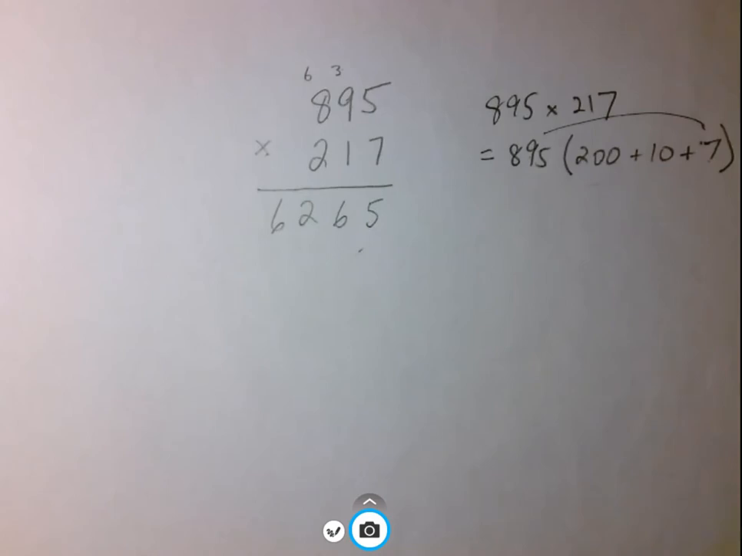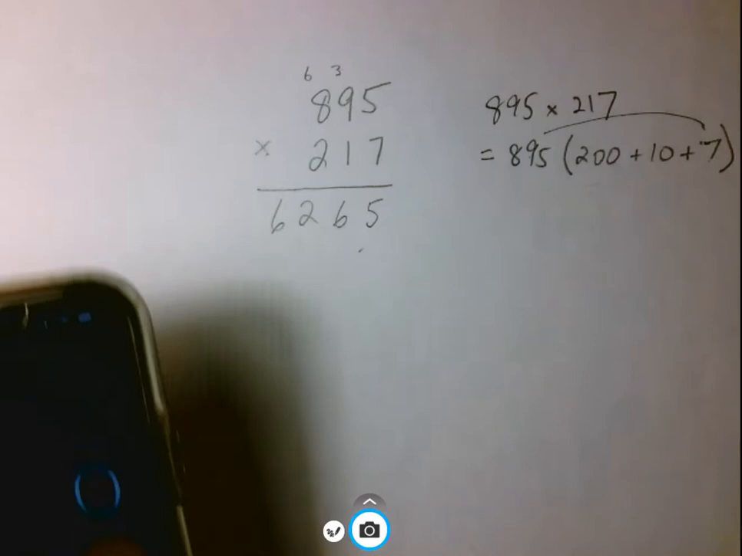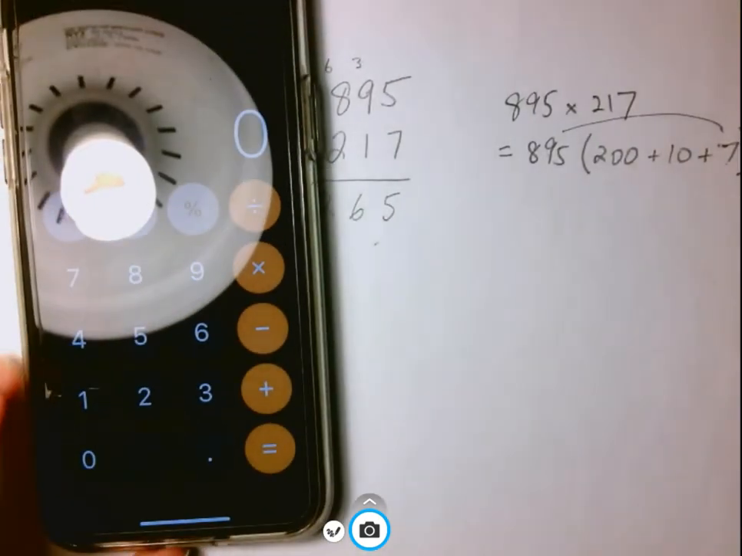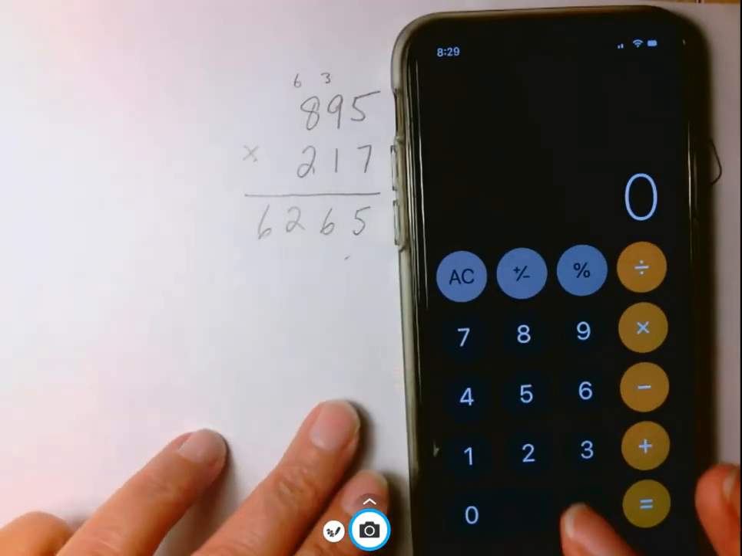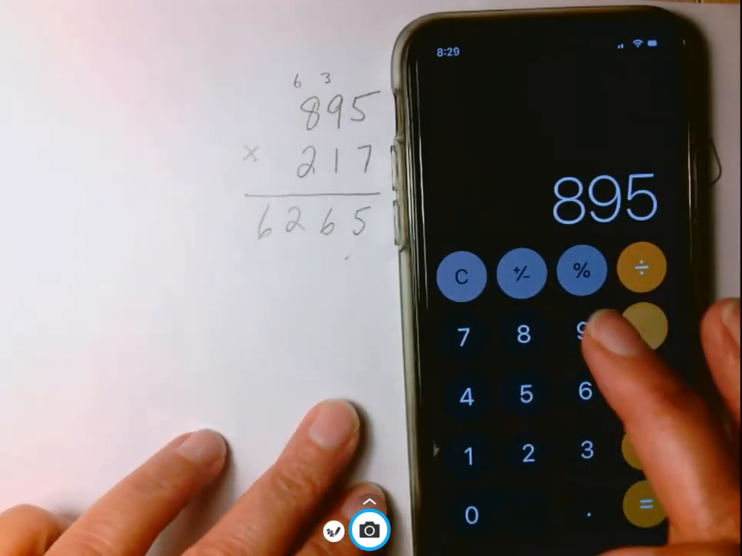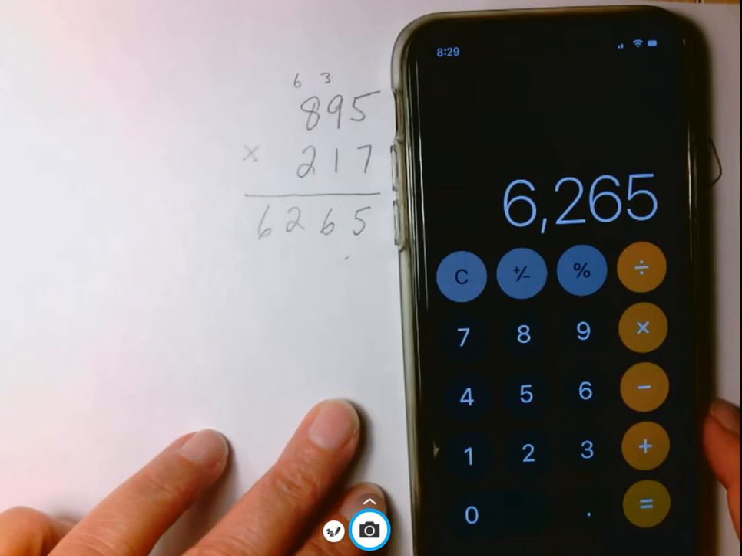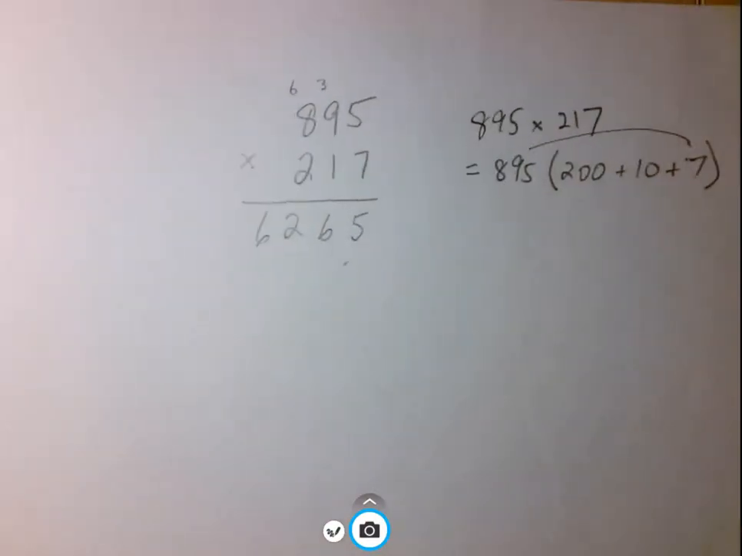Right now, if you have a calculator, and I don't, so okay, I can't check. Hold on, maybe I can with my phone. So let me use a calculator to just verify that I did 895 times 7 correctly. So 895 times 7, yeah, 6265. Okay, so that takes care of the 7.